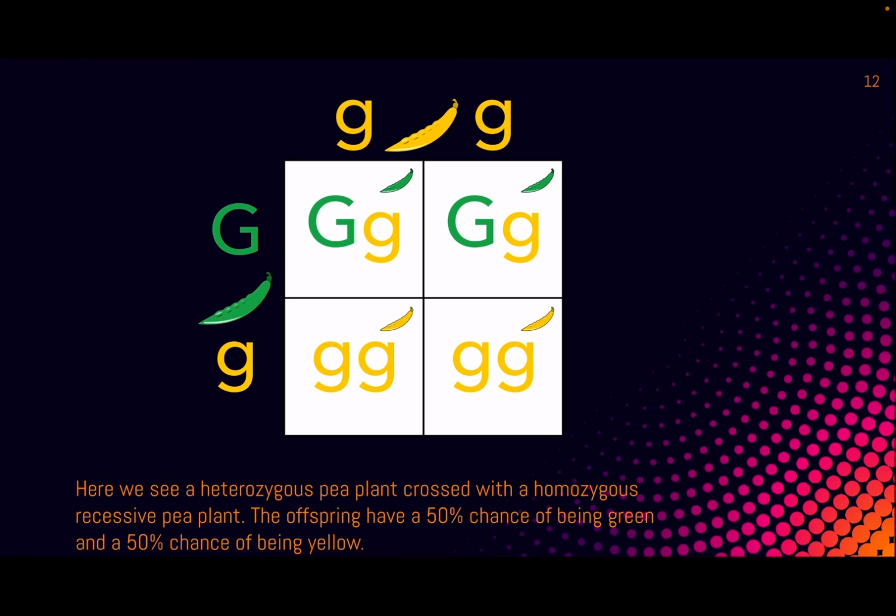If we take a look at the bottom boxes, we get 2 chances of having little g, little g, which means that we have a 50% chance of getting a homozygous recessive offspring. So when we put this all together, the offspring have a 50% chance of having a green phenotype and a 50% chance of having a yellow phenotype.